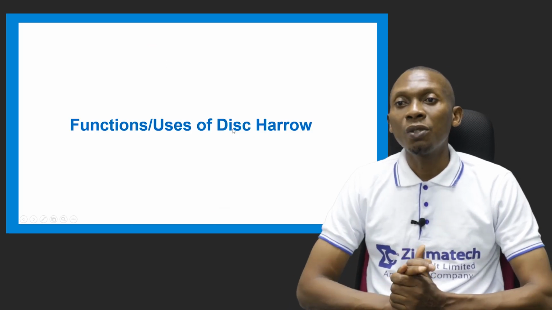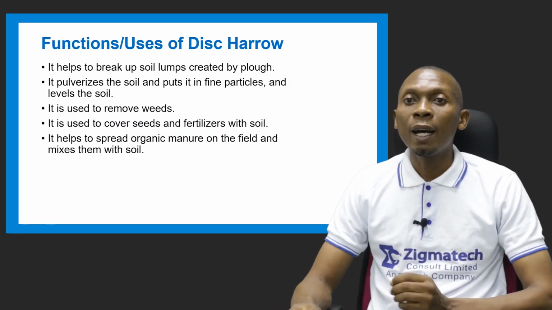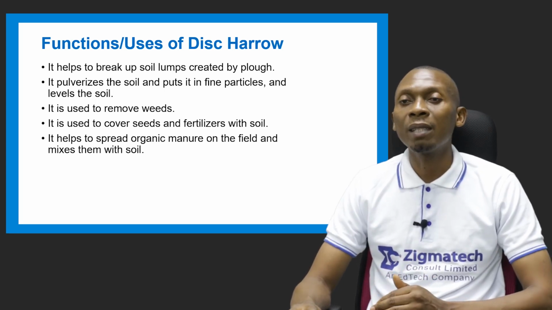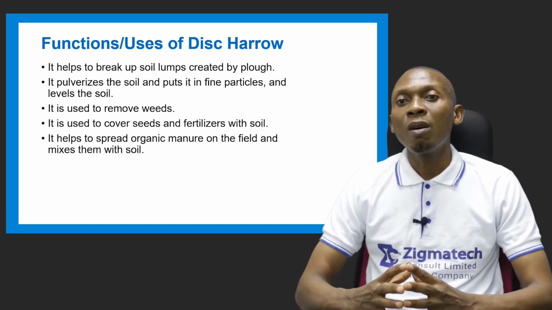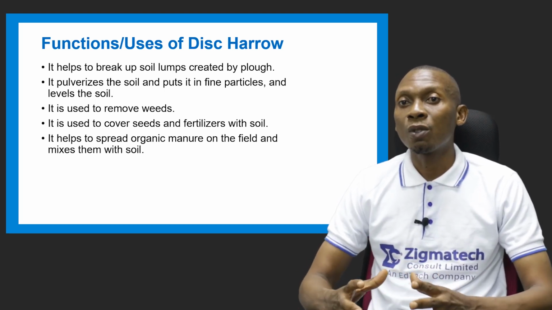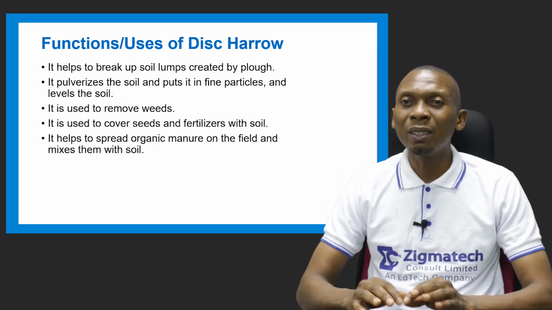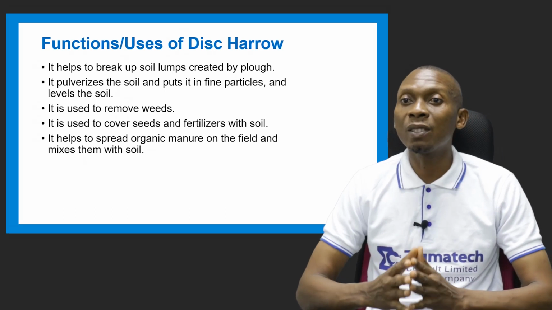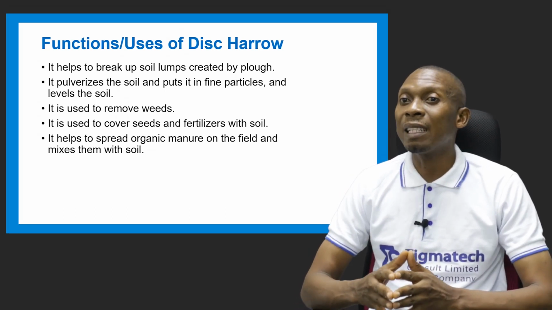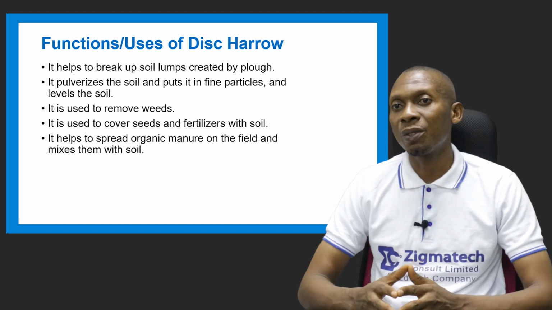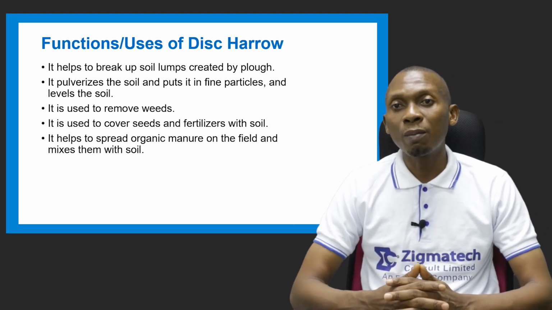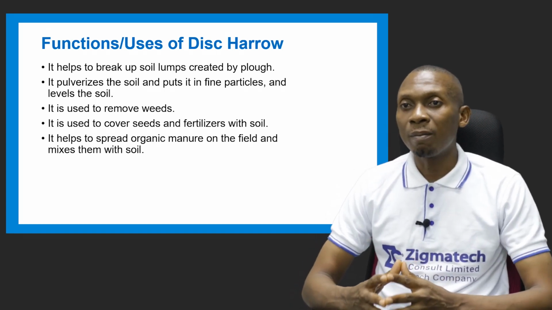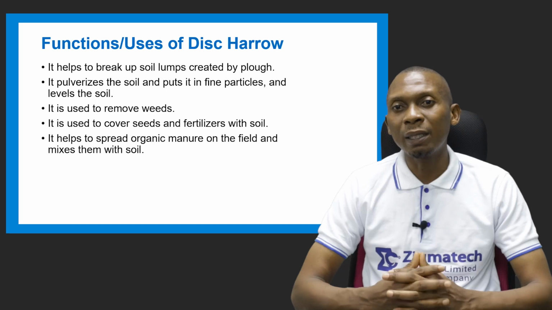So what's the function or the use of the disc harrow? It helps to break up soil lumps or clods created by the plow. So the plow breaks up the soil into large lumps, while the disc harrow helps to break it down into finer tilth, into smaller sizes. So it pulverizes the soil, puts it in fine particles and levels the soil. So you can see the use of the disc harrow helps to break those large soil lumps or clods left by the plow into tinier particles.